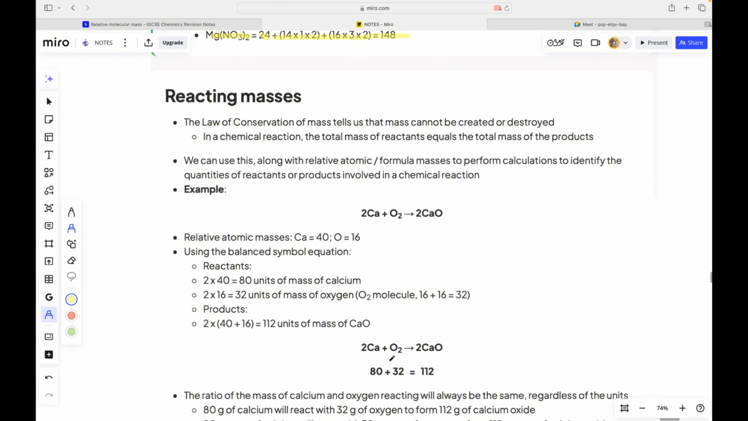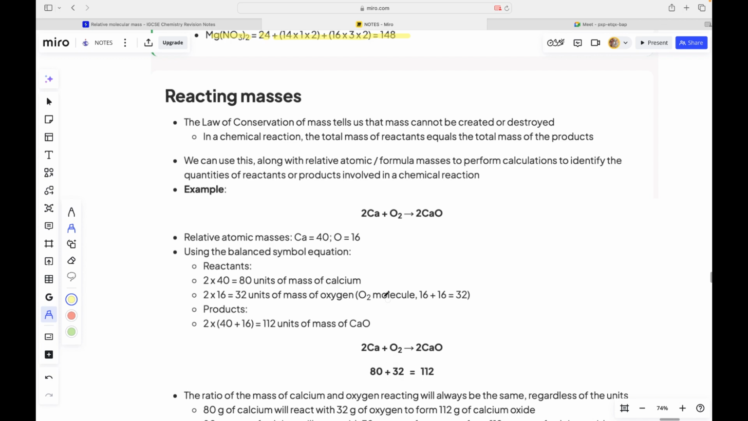Now we go to reactive masses. The law of conservation of mass says that the total masses of reactor must be equal to the total masses of the product. The law of conservation says the total mass of reactor must be equal to the total mass of the product. That's why we balance equation.